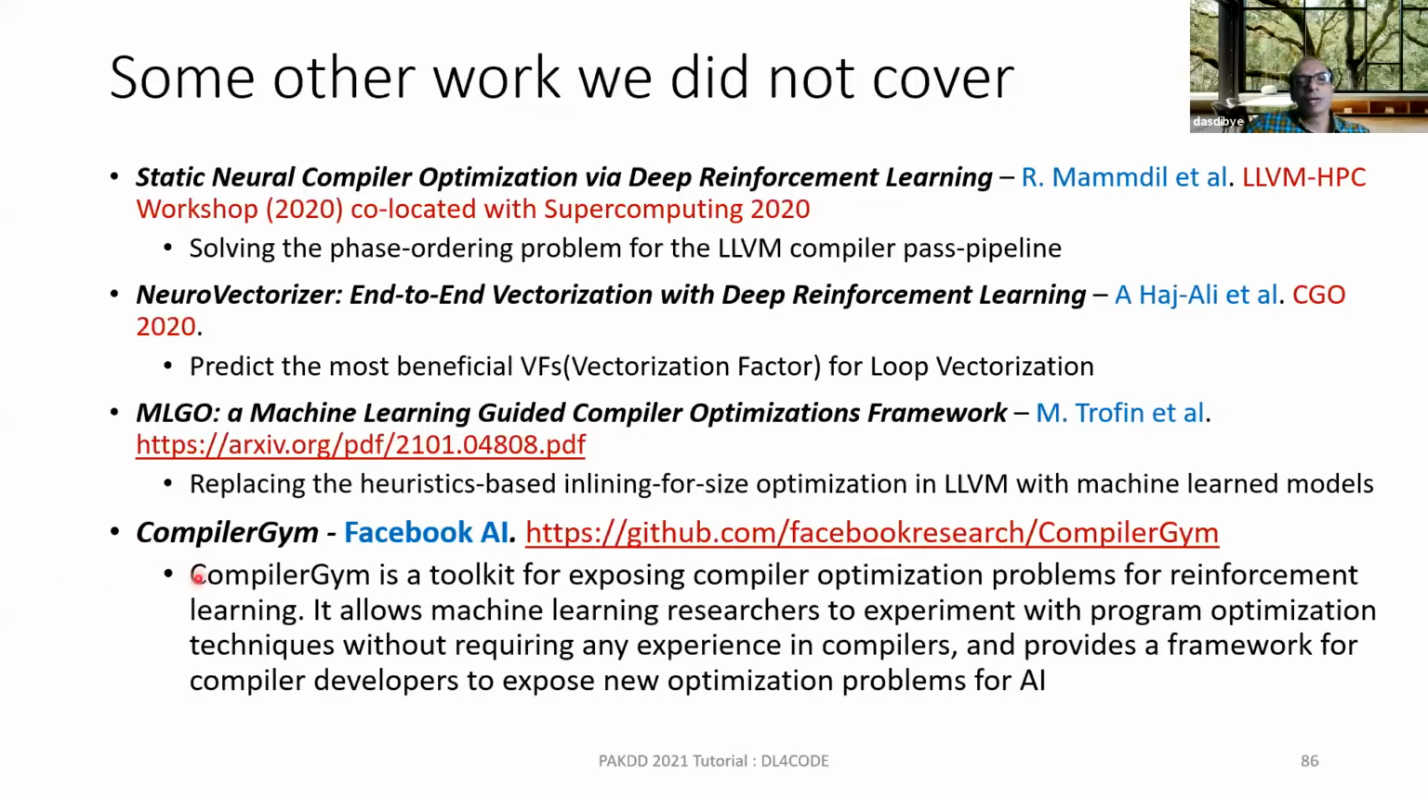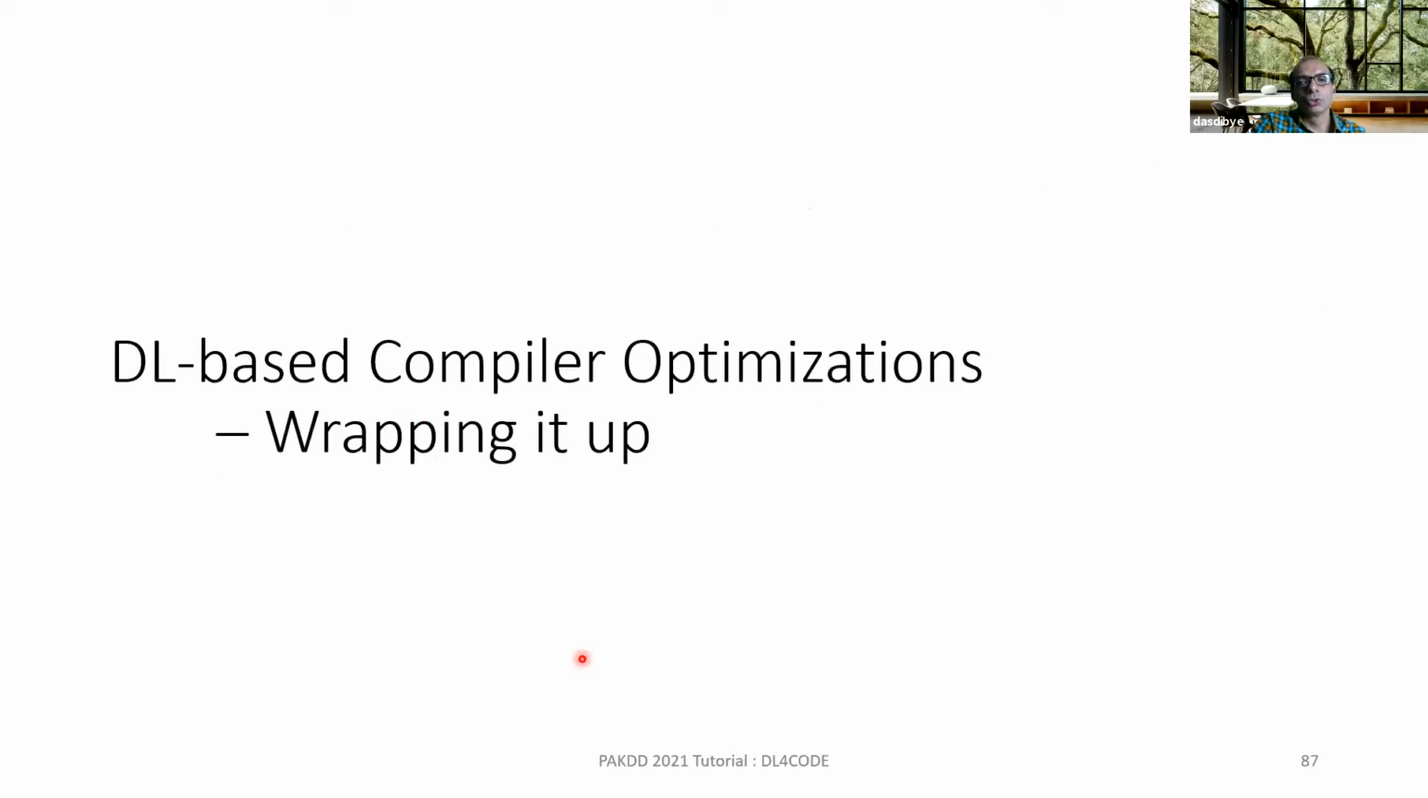In addition, now you have CompilerGym from Facebook AI. Chris actually finished his PhD and joined Facebook, so he's trying to popularize this. It will be kind of a toolkit where you can use some of the techniques as a kind of service for driving optimizations in compilers. So yeah, finally wrapping it up.